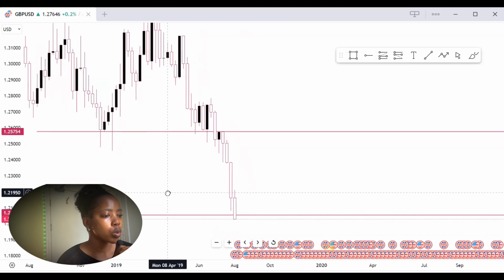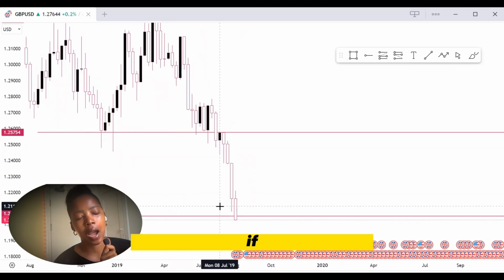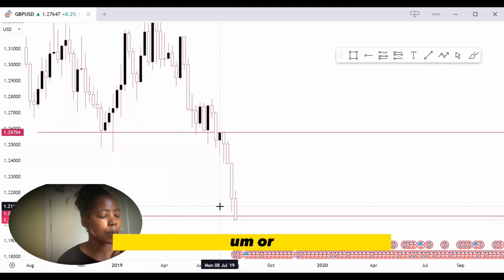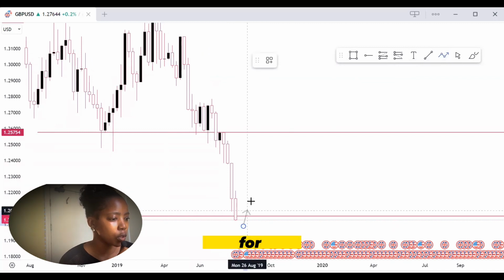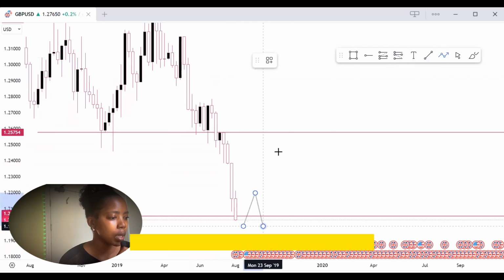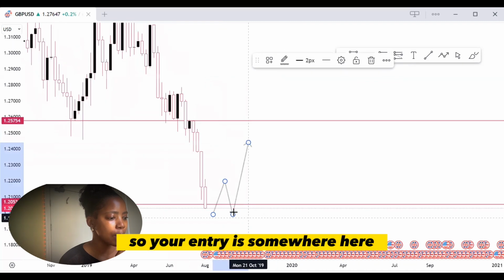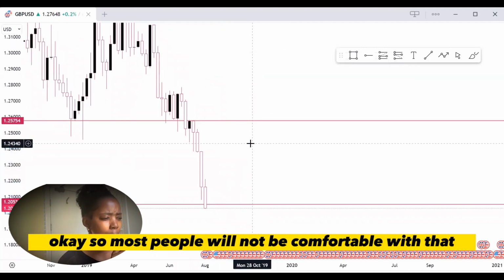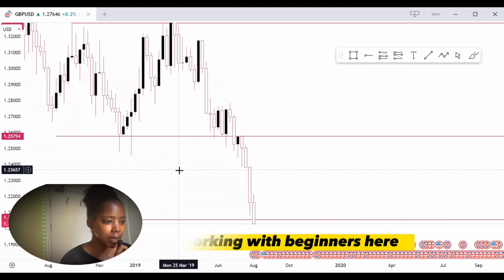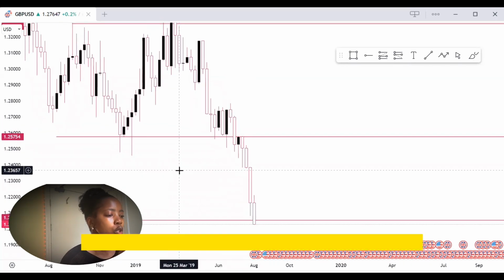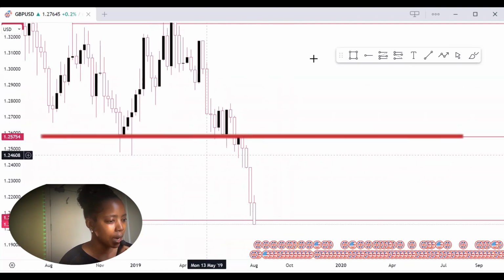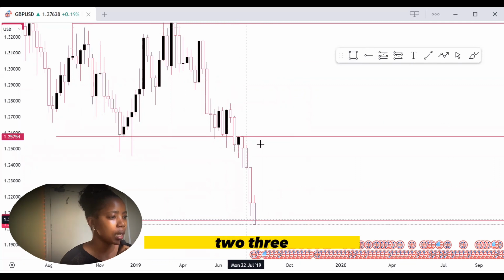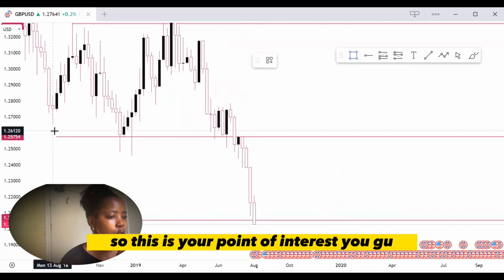So to those who say, I always get taken out, I was looking at the market to come to the lows and then it comes all the way up like that. For instance, a push here, come back down, and then a push to the upside. So your entry is somewhere here, okay? Most people will not be comfortable with that as we are working with beginners here, okay? We've all been there. So you want to see the push to the upside to this area, the middle, 1, 2, 3, and to that area. So this is your point of interest, you guys.